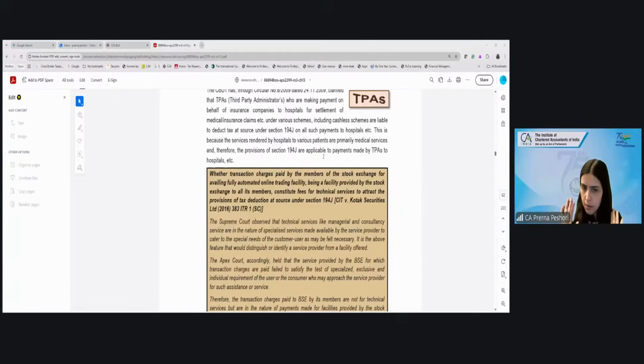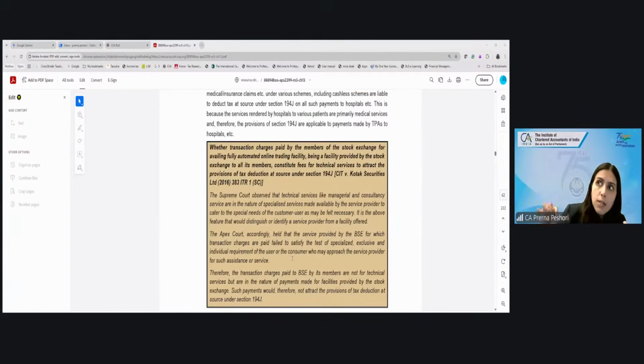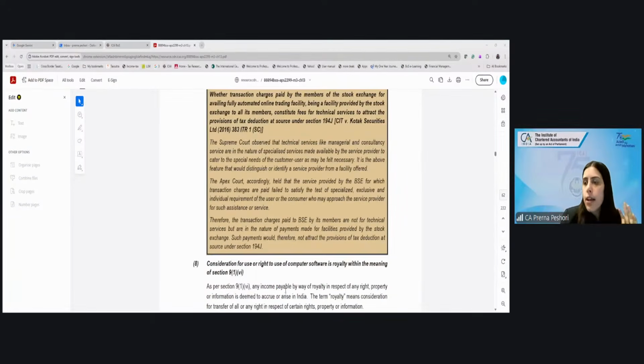It is given to all the members. This is not a customized service. This is a general service. This is not a specialized service or an exclusive service. For classifying any service as a technical service, it has to be a customized, a unique, a specialized service which requires some skills to be used and given to one customer. These are general services. General services are not technical services. When a customer approaches you to give some sort of services, that's a technical service. So this is not a technical service and this will not attract the TDS.